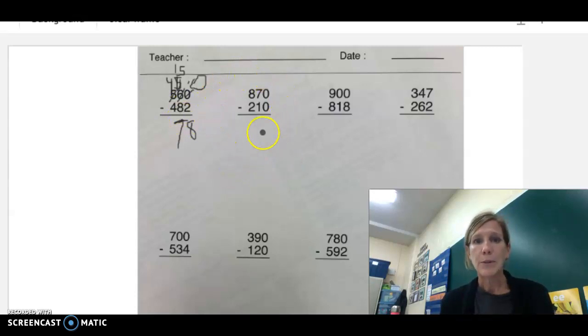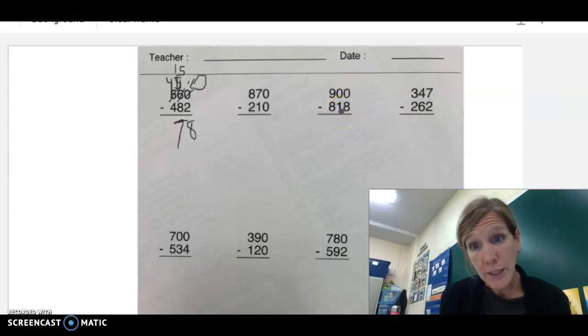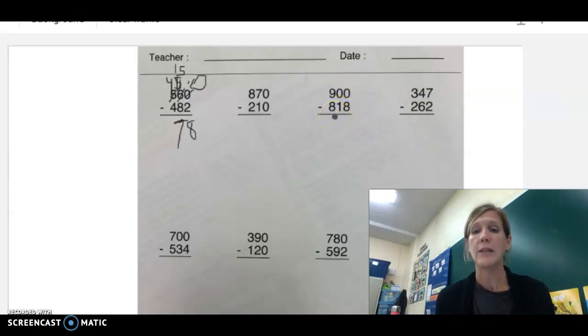Let's hop over this one. You'll do that one on your own. And let's hop to this third one, 900 minus 818. If I have 900 pencils, I can give you 818 of them. I can take 818 away. But when I start in my ones column, I can't take 8 away from 0. That won't work, will it? So I look next door, but nobody's there. I have 0 tens. So then I'm going to look to my hundreds.